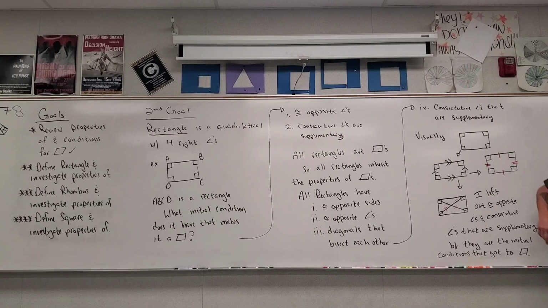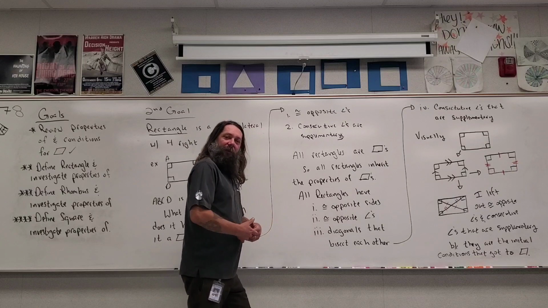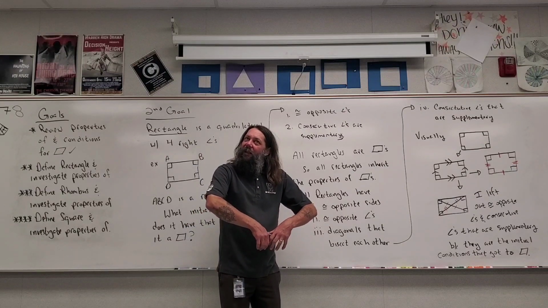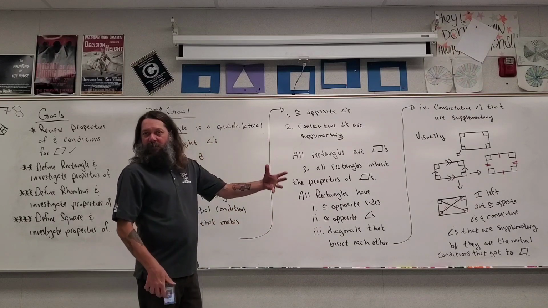All right, so visually, if I have a rectangle, it's a parallelogram, which means that I get congruent opposite sides and diagonals that bisect each other. Now, I left out the congruent opposite angles and the consecutive angles that are supplementary because they are the initial conditions that got us to a parallelogram. Again, once we determine our shape as a parallelogram, we get all the properties of a parallelogram.